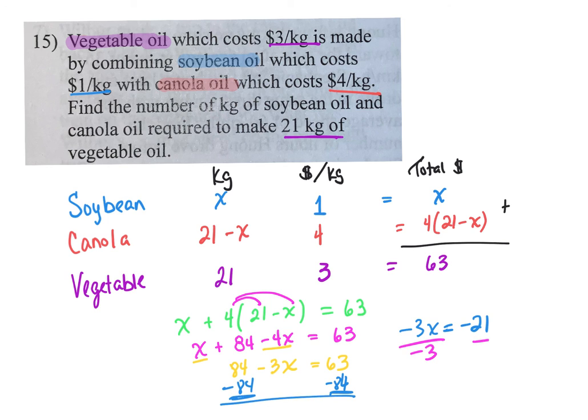Divide by negative 3, x equals 7. What does that tell me? What does that 7 tell me? Tells me how much soybean. What did they ask for? They actually asked for both. So I would say, well, if they want both, I already know I'm going to have 7 kilograms of soybean. How do I find the canola? Subtract.